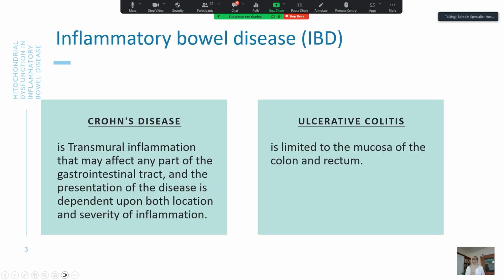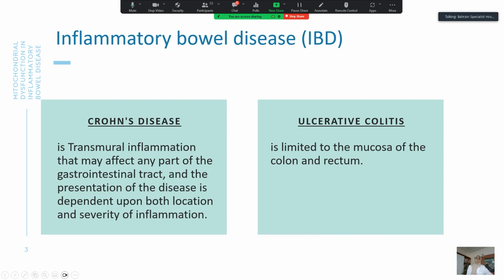The two main inflammatory bowel diseases are Crohn's disease and ulcerative colitis, and they differ in their involvement of the GIT. Crohn's disease can affect any part of the GIT, even the upper gastrointestinal tract, like the stomach, the esophagus or the duodenum. But ulcerative colitis involves only the lower part, the colon and the rectum. The other difference is that Crohn's disease causes transmural inflammation, involving all the layers of the intestine, but ulcerative colitis is mainly in the mucosa.